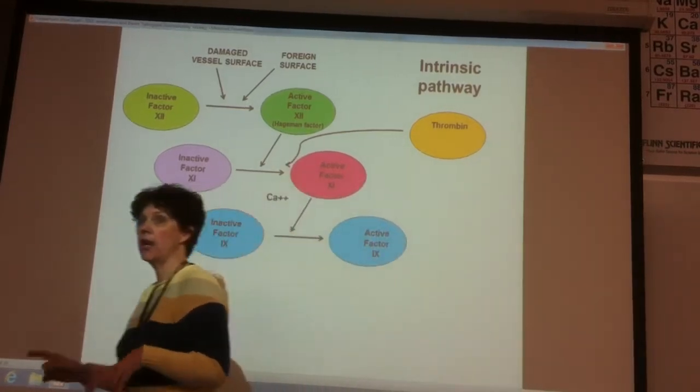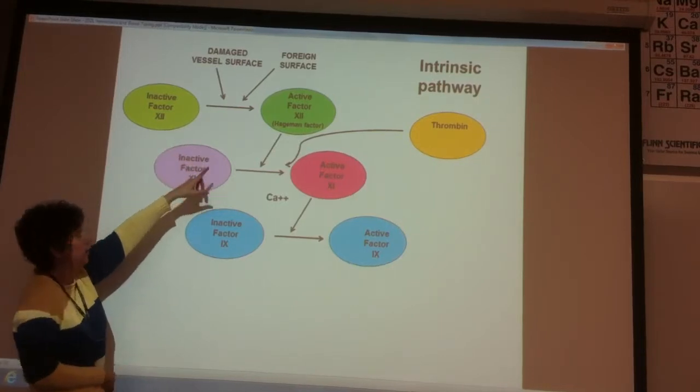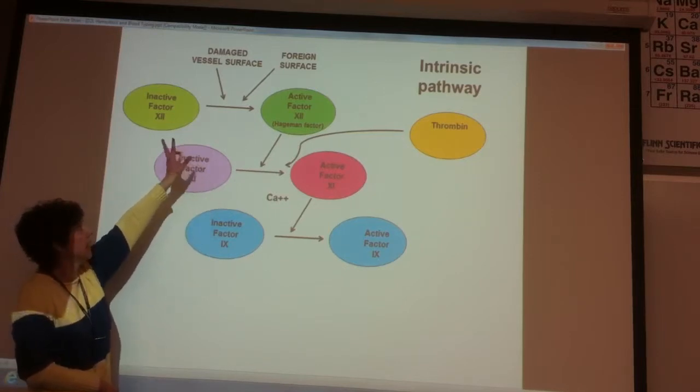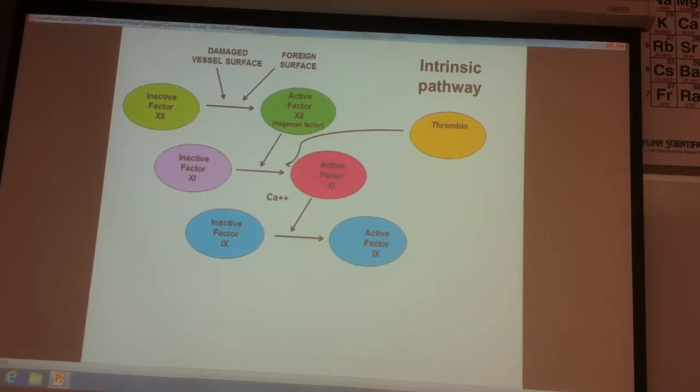So what I do want you to know from this slide is the very first factor that's activated is factor 12, also known as Hageman factor. And what activates it are one of those 2 changes. Both of them are a different surface. Either the surface of the vessel wall that's been damaged or a new container. They have that in common. There's something different about the surface of the vessel wall. And that triggers the factor 12 to become an active factor 12.